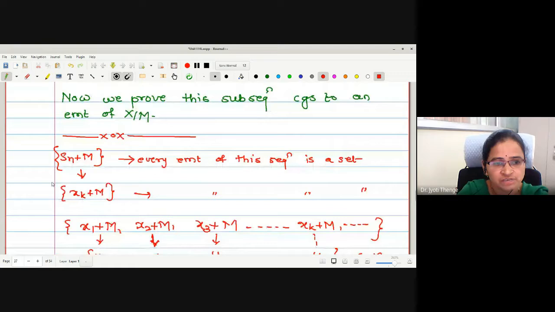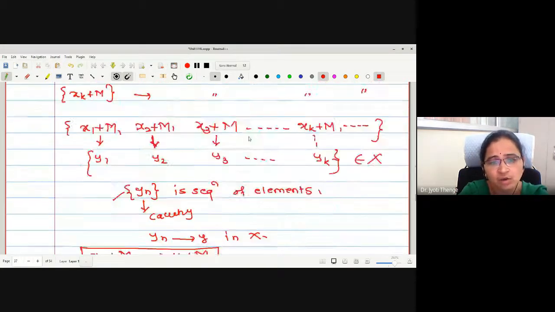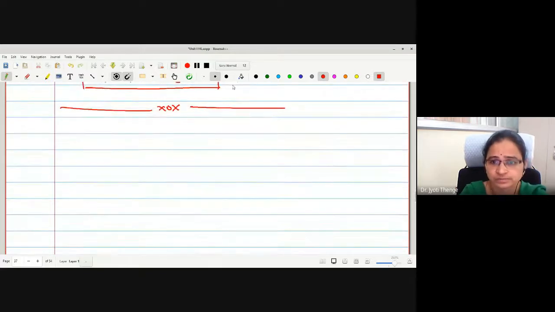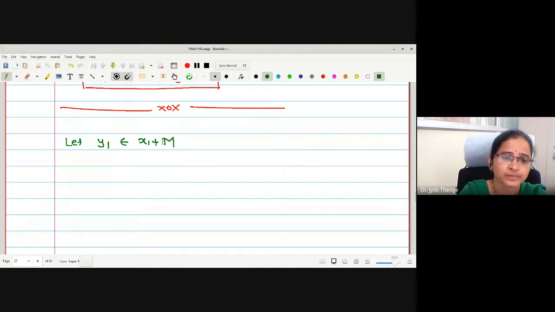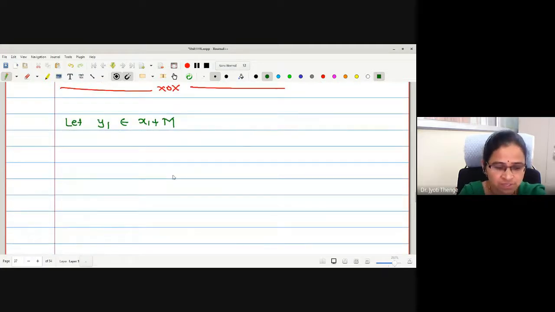Initially we have a sequence of sets, then we have taken it as a subsequence. From the subsequence, now we are extracting a sequence of elements, not sets, so that proving convergence will be easier, right? Now let me continue my proof. Our aim is to show that this sequence is convergent. Now I will start with the first element. Let y1 I will select from the first set x1 plus M. Clear? Y1 I have selected.